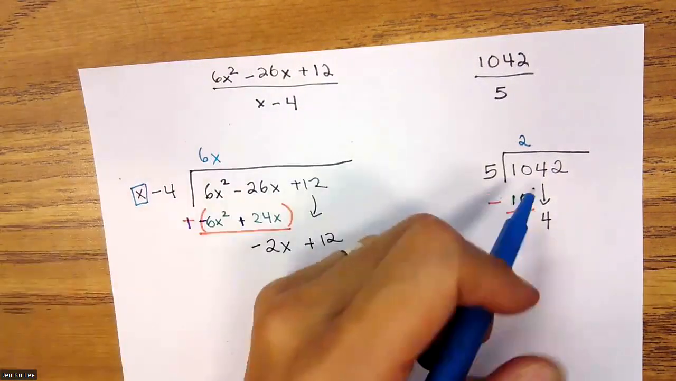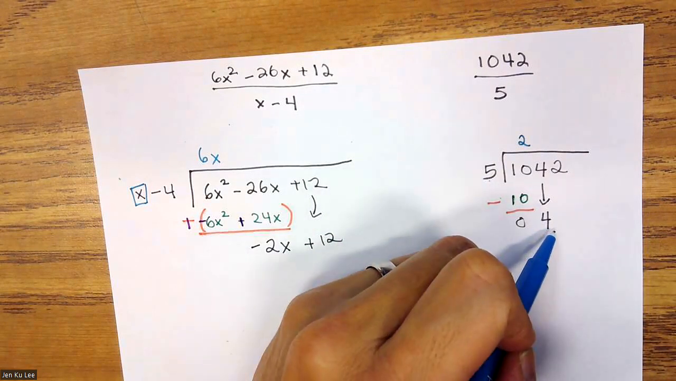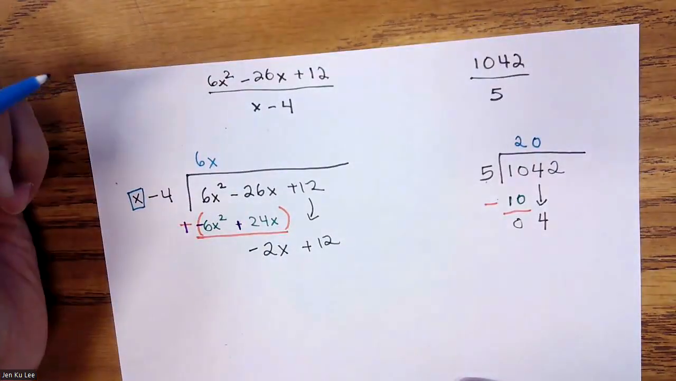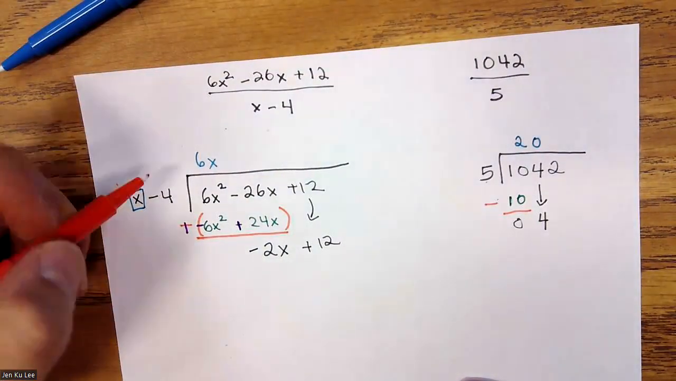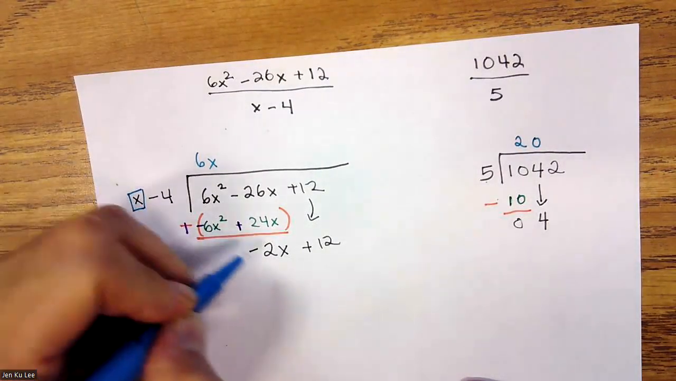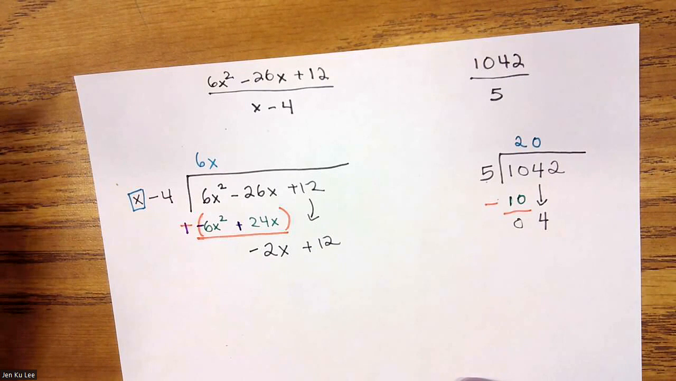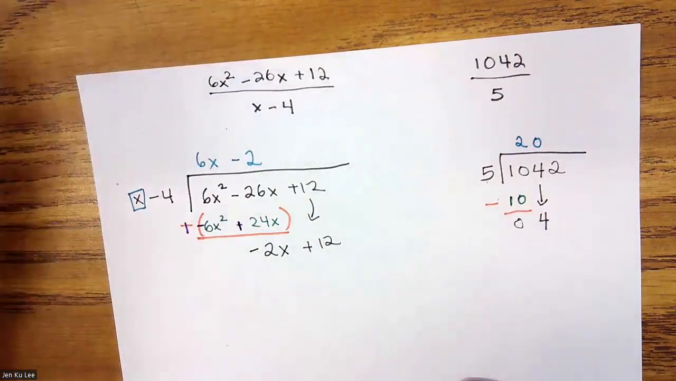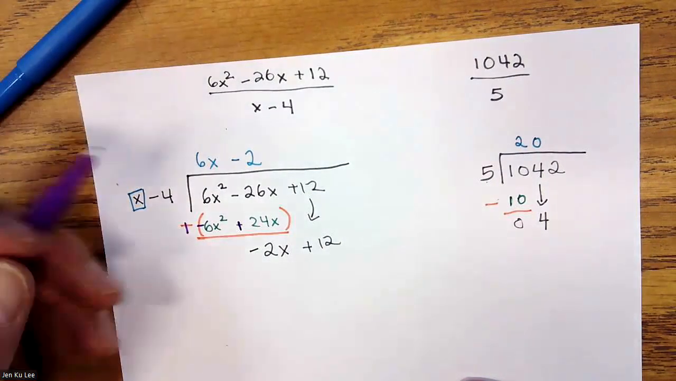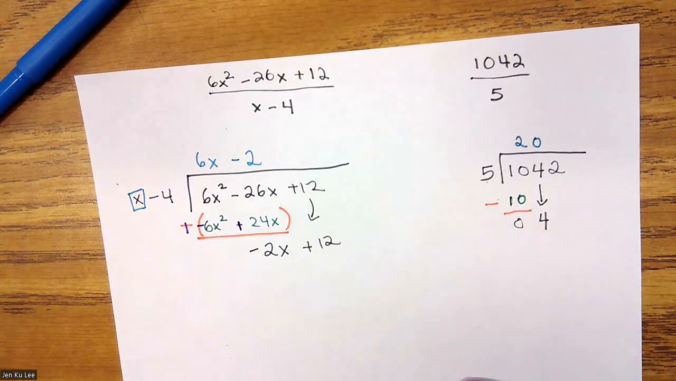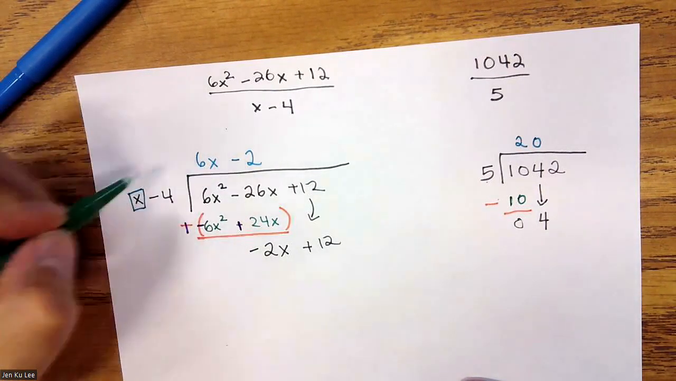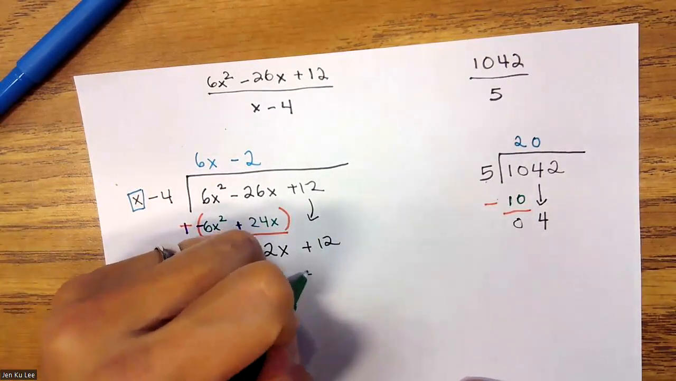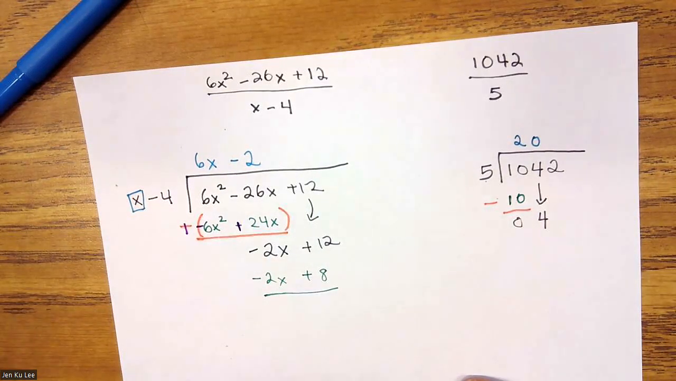And then we ask ourselves again, how many times does 5 go into 4? Or what times 5 is 4? That can't happen, so I'm going to put a 0 here, right? Same thing here. What do I need to multiply x by to get negative 2x? That would be a minus 2, right? Do the same thing. So negative 2 times x is negative 2x. Negative 2 times negative 4, that's plus 8, right?